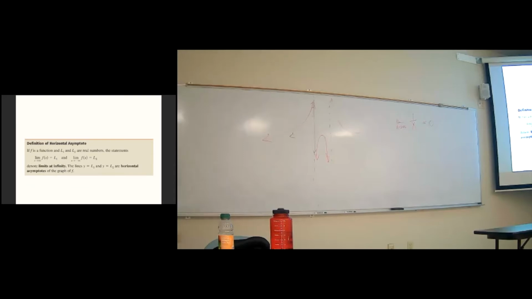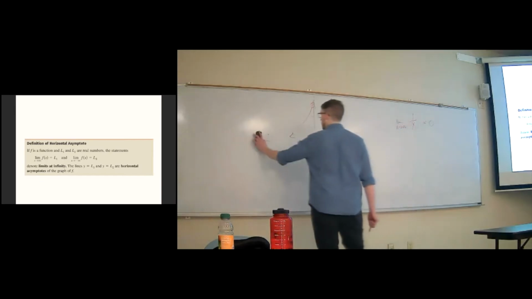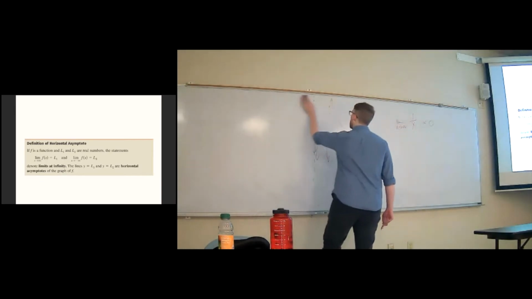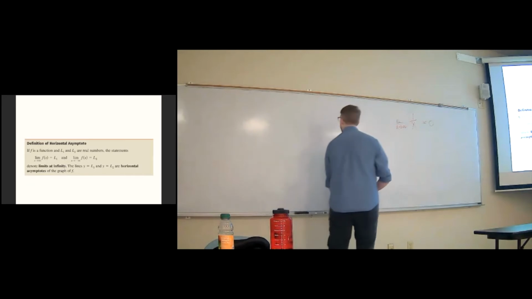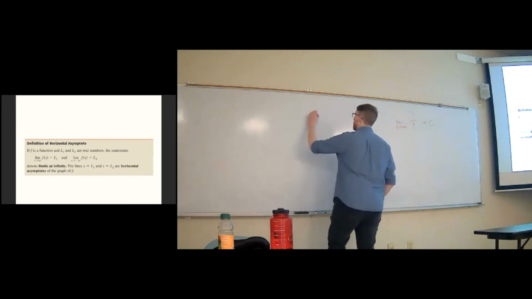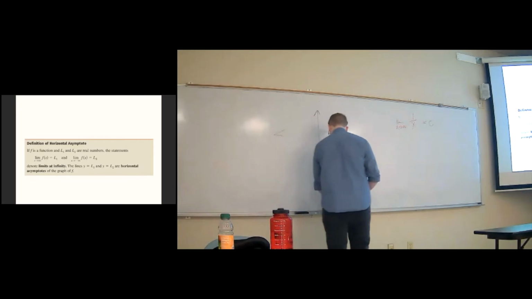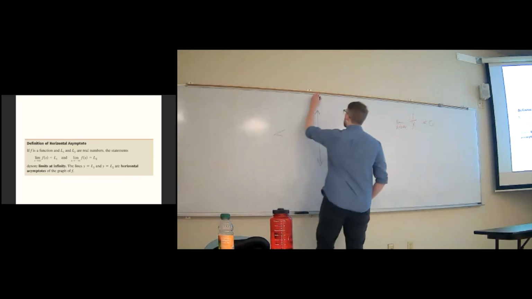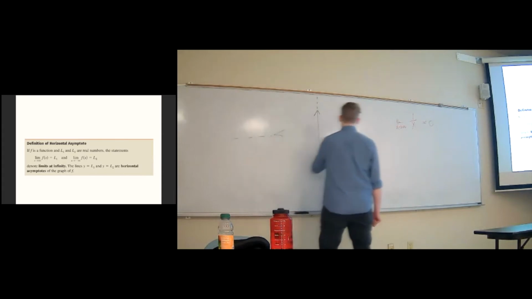So notice 1 over x. We actually have both a vertical and a horizontal asymptote. They just happen to be along our axes.